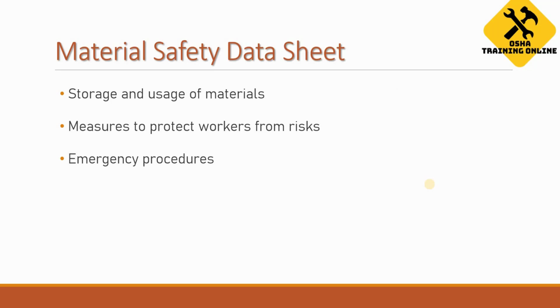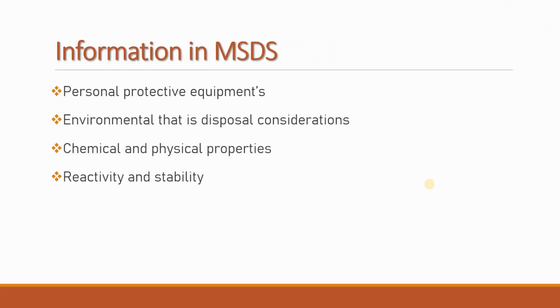It would also include information about storage and usage of materials, which may be hazardous, which may not be hazardous, but all of the information would be there. It would also include those measures and steps and precautions which may have to be taken in order to protect the worker from certain kind of risks relating with different materials. Information regarding emergency procedure will also be listed, because if the worker is in danger, what emergency procedure would be taken in that case. This is called a material safety data sheet.